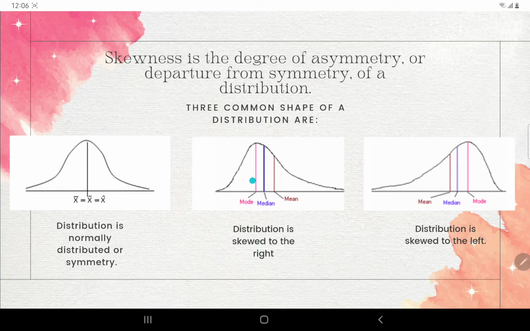If the mean, median, and mode are equal, mean is here as well as mode and median, all is here, so the distribution is equally spread on both sides. Left side and right side is equally spread. Then it is said that the distribution is symmetric. This distribution usually has a bell shape. So these are three common shapes of a distribution.